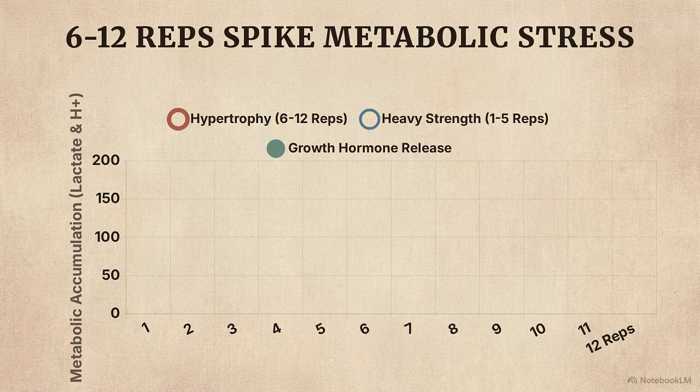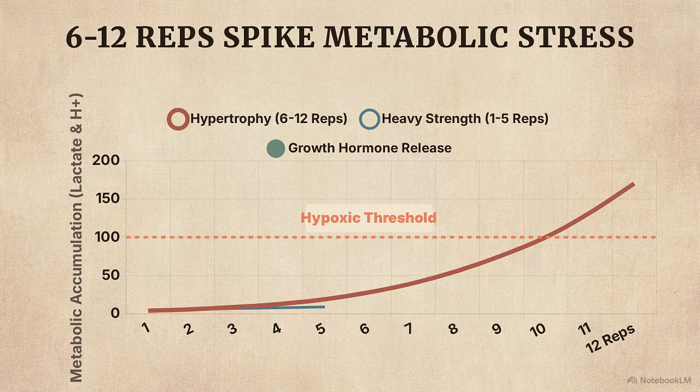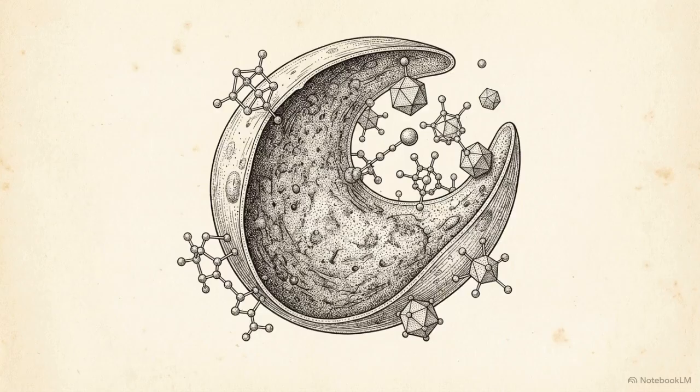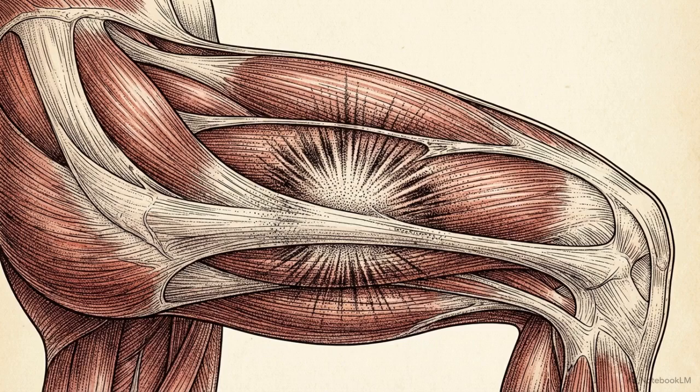This chart shows metabolic accumulation across repetition ranges. The 1 to 5 rep range remains flat, while the 6 to 12 rep range shows an exponential spike in lactate and hydrogen ions. This acidic, hypoxic environment triggers a massive systemic release of growth hormone. These hormones act as the upstream regulators that signal satellite cells to begin their proliferation phase. Metabolic stress, experienced as a local burning sensation, functions as a primary, mandatory anabolic signaling mechanism.